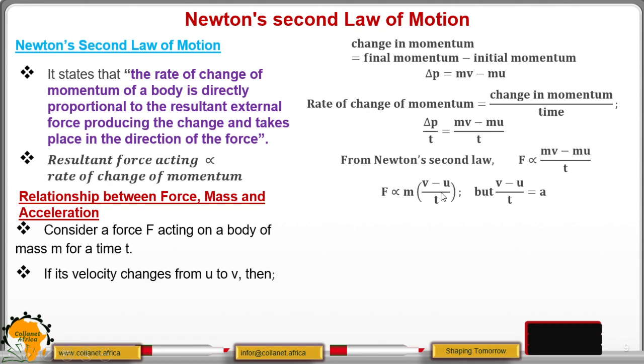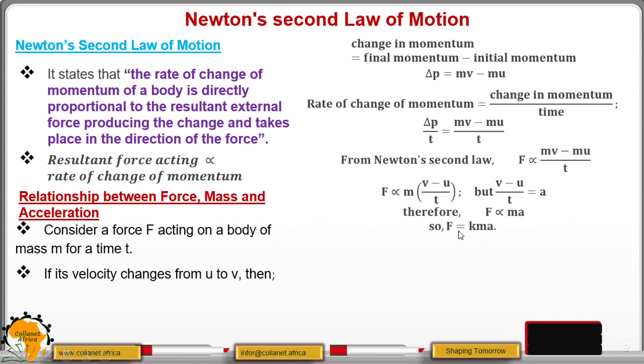If you look at this term, it is the change in velocity over time, or the rate of change in velocity. And this change in velocity with time is what we call the acceleration. So we can replace the term inside the bracket with a, which gives us that F is directly proportional to ma. That is, the external or resultant force is directly proportional to the mass multiplied by the acceleration.